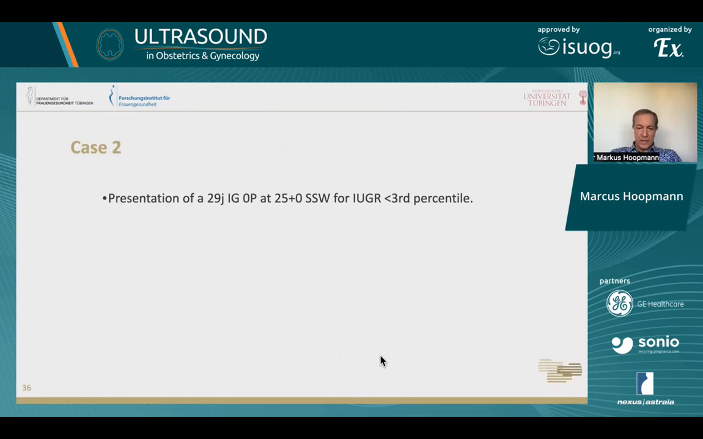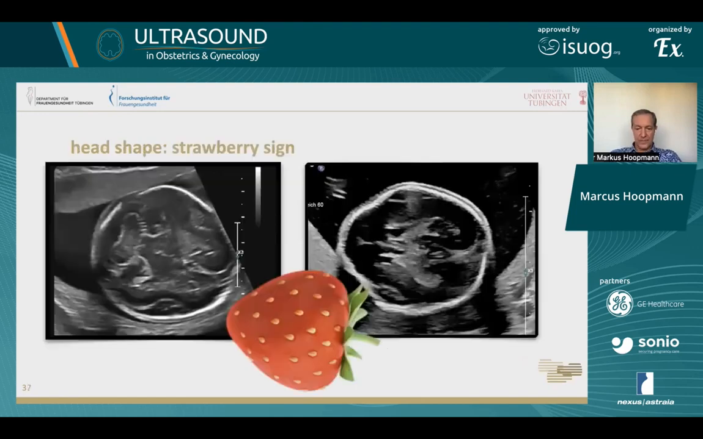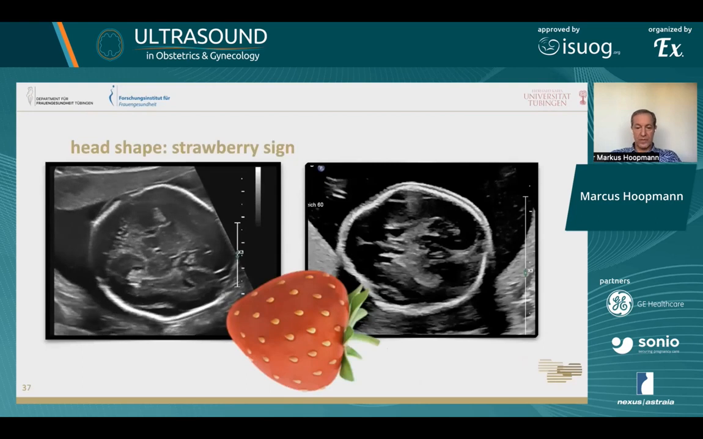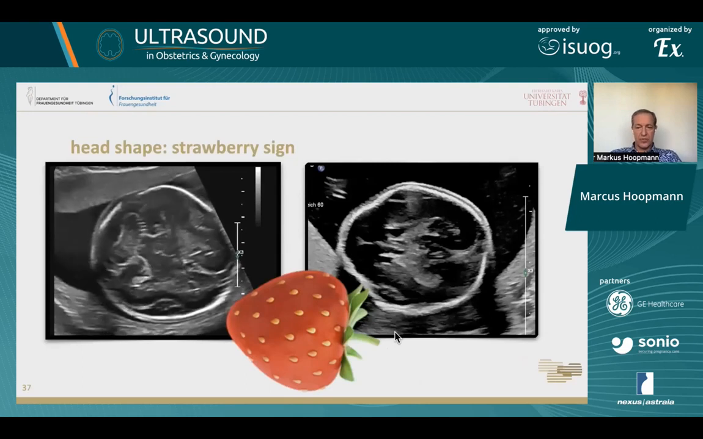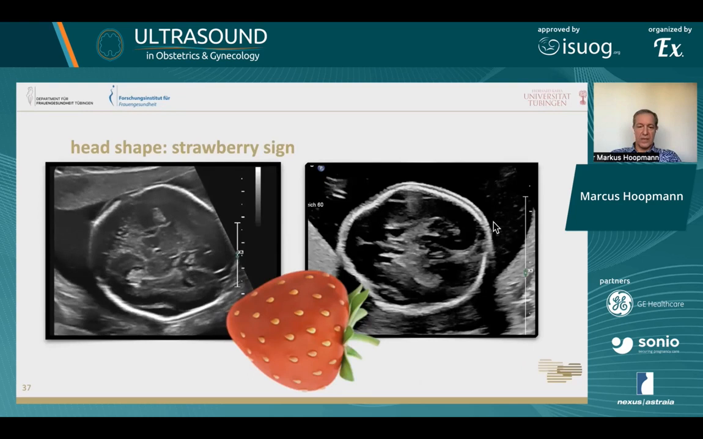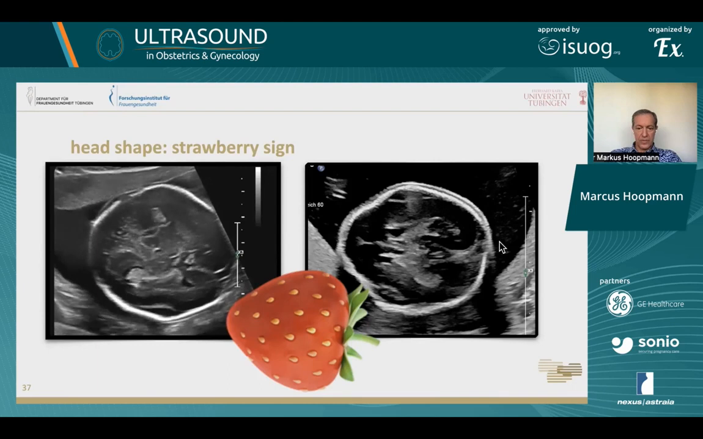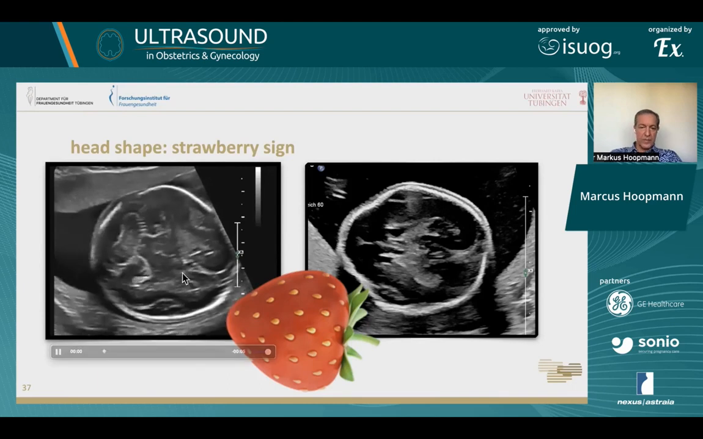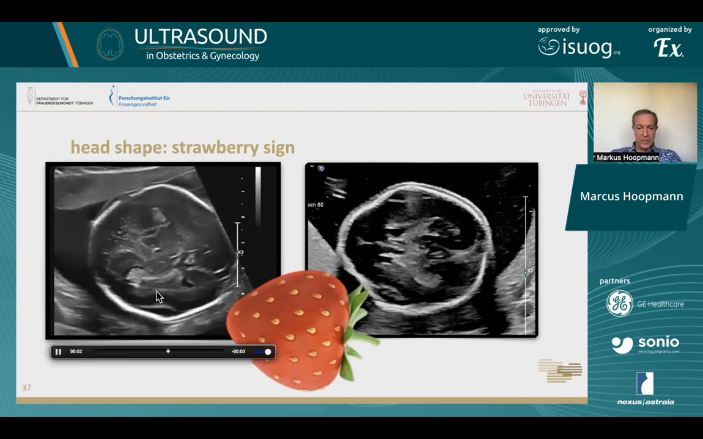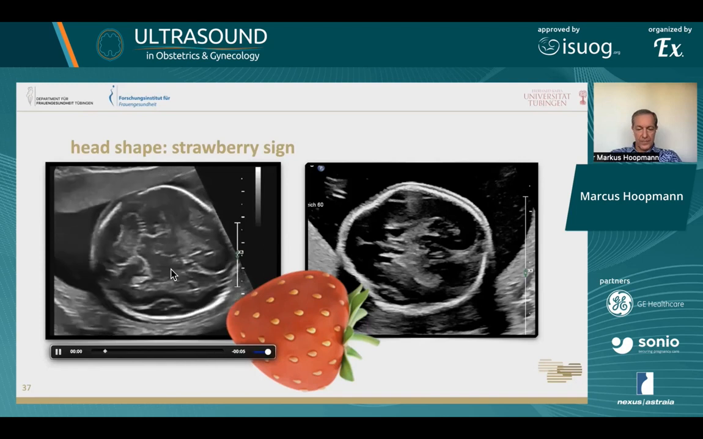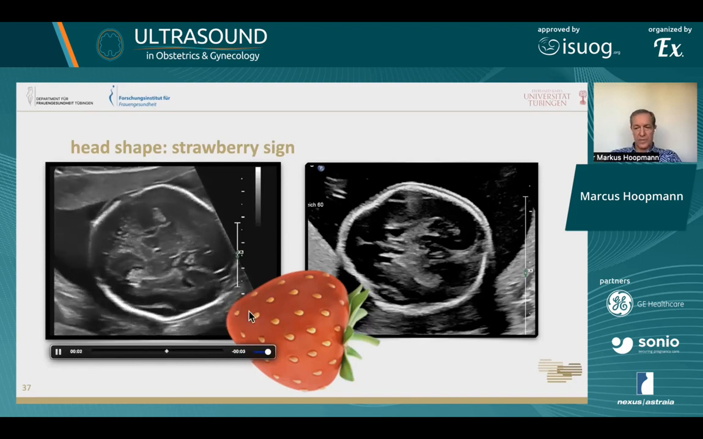It's a 29-year-old woman in the first pregnancy at 25 weeks of gestation, and she was referred due to the suspicion of IUGR under the third percentile. So a very small baby, and we can confirm this IUGR. And here you see the head shape, and what you see is that it's quite flattened at the back, at the area of the occipital bone. And in addition, you see this cyst of the plexus choroideus.